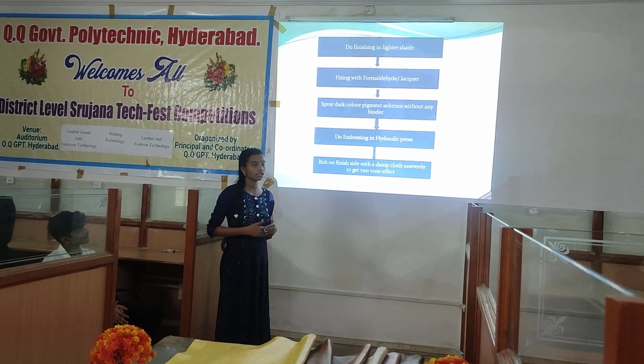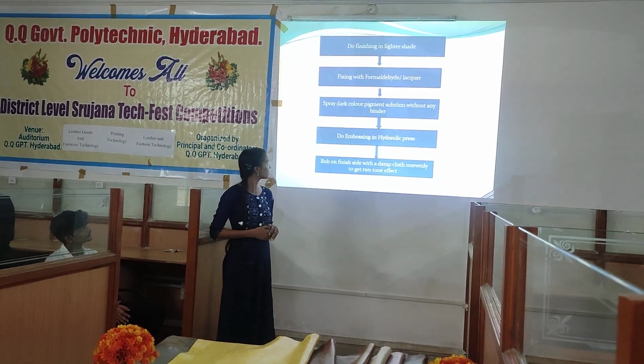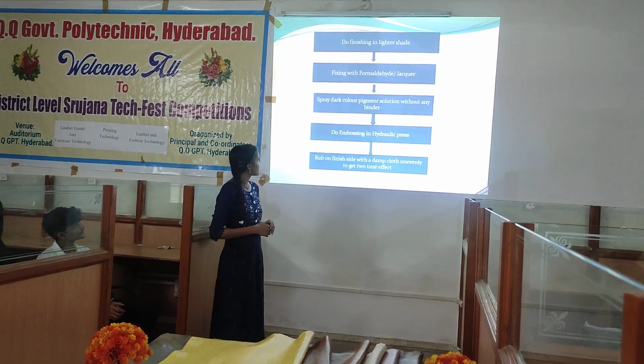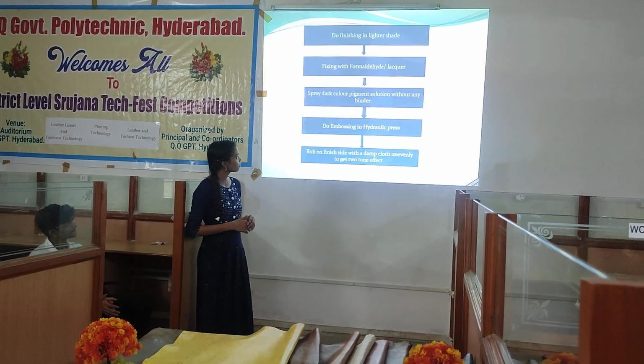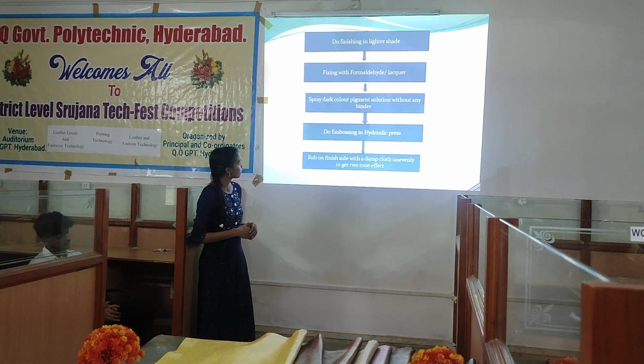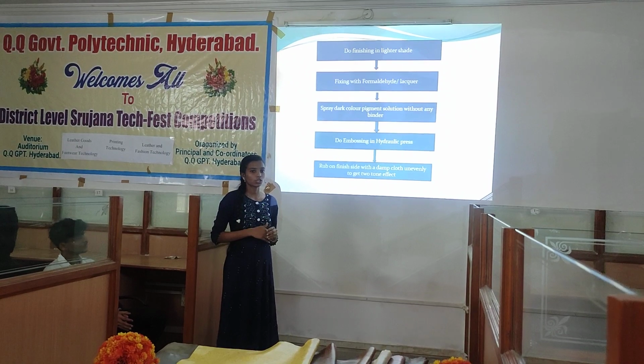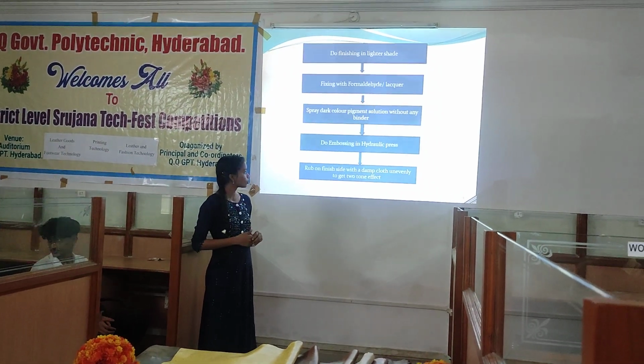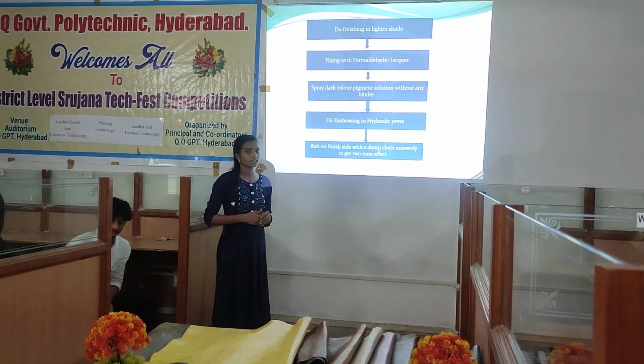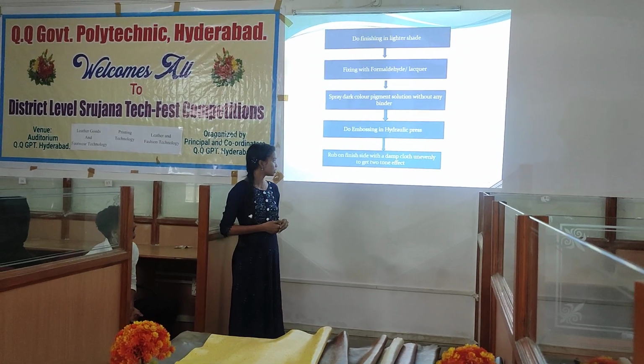Next we will do another color on the leather. Next, spray dark color pigment solution without any binder. We have to do pigmentation on the leather. Then embossing in hydraulic press. Embossing means giving some design on the leather with the machine.